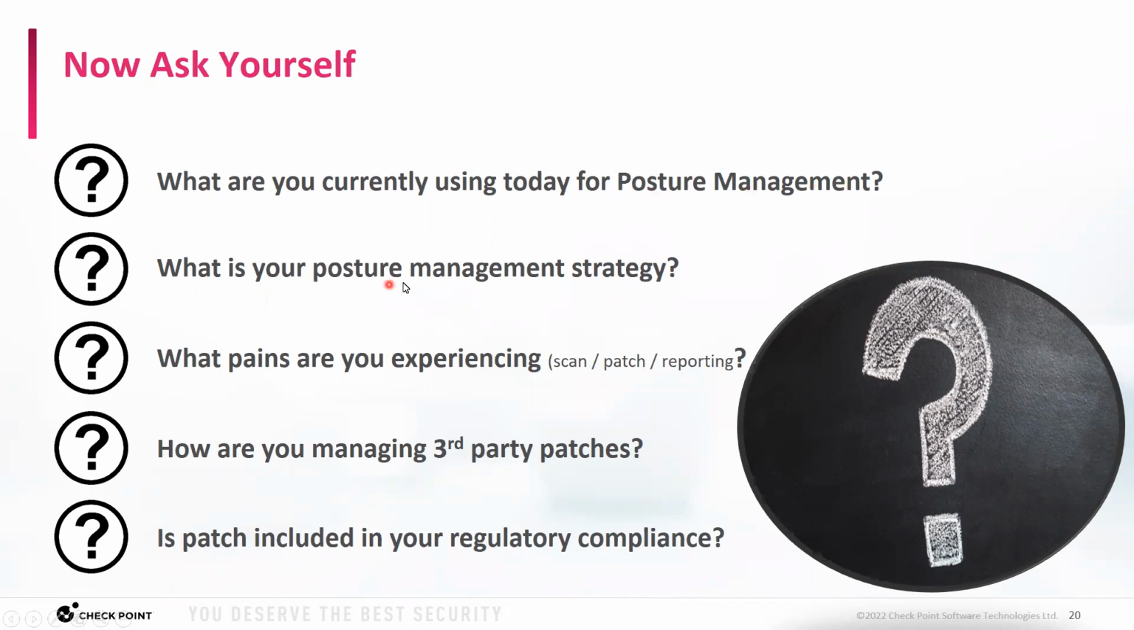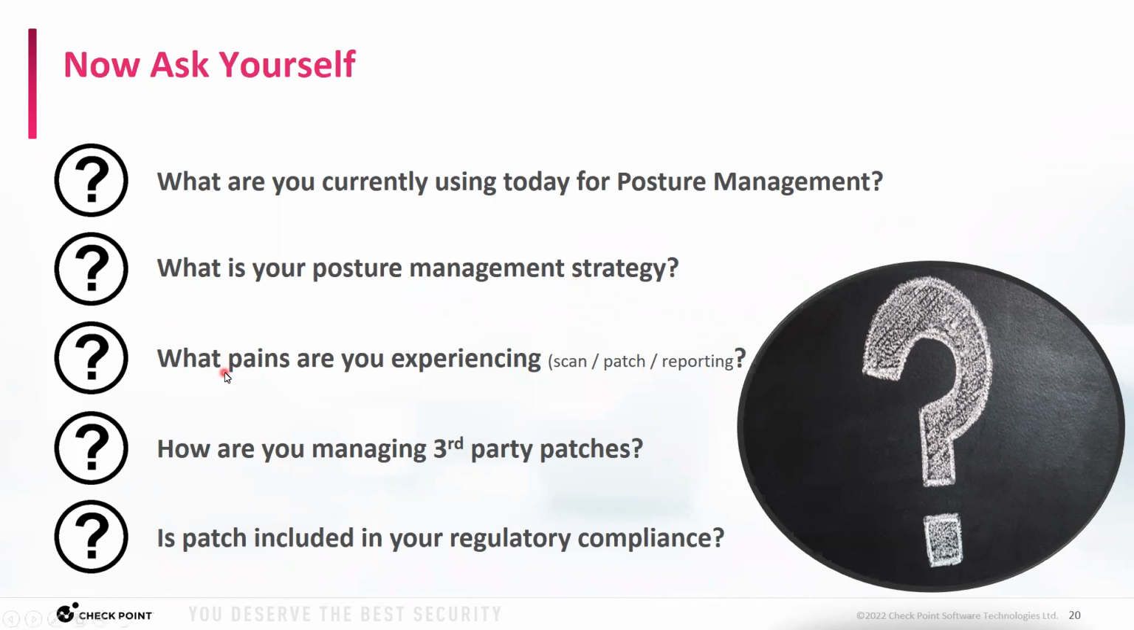What is your posture management strategy? Do you have something to say that this is my posture policy? If the machine is missing an update or missing an antivirus or missing an anti-malware, keep it outside the network. Do you have something like this, including the patch management? If it is missing a patch or a service pack or something like that, stay outside. Do you have something like this or not?